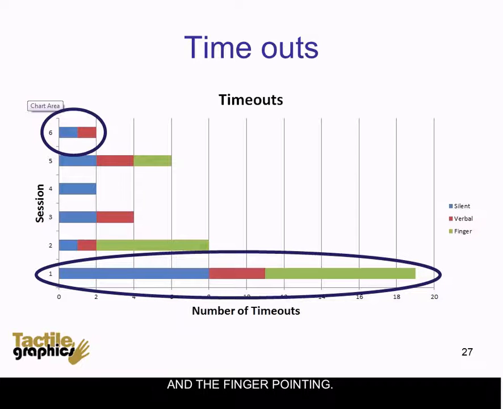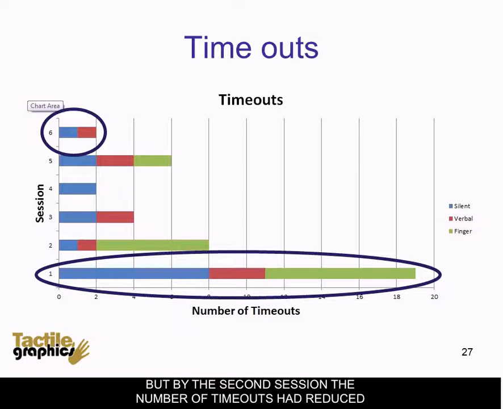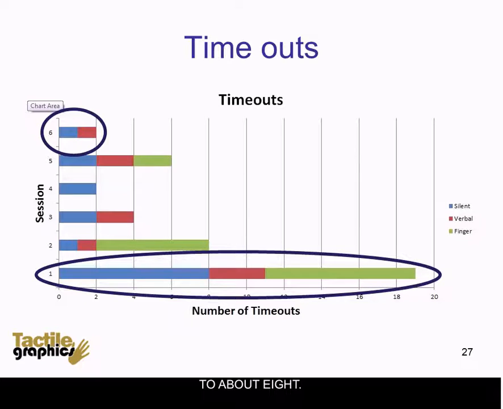But by the second session, the number of timeouts had reduced to about 8. By the final session, that sixth session, there were only 2 timeouts. And those 2 timeouts were, one was in the silent mode and one was in the verbal. So you can see that, again, that's the learning curve. People got better taking pictures of these barcodes. That's a nice indicator that having gone to just 2 timeouts was not too bad. These timeouts pretty much all occurred on the bar charts.